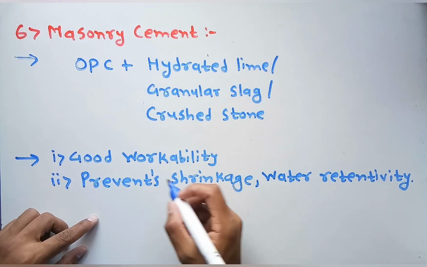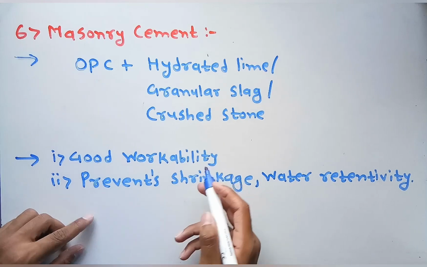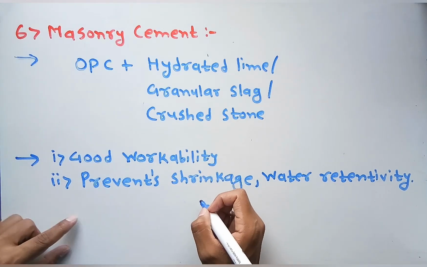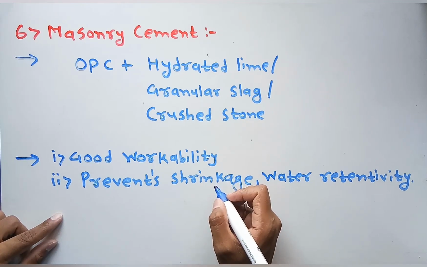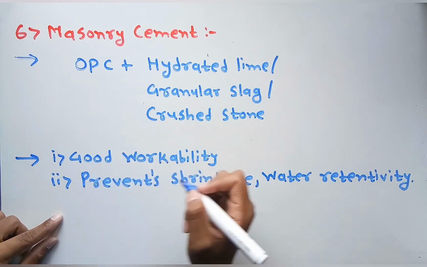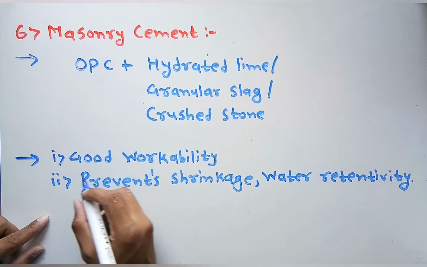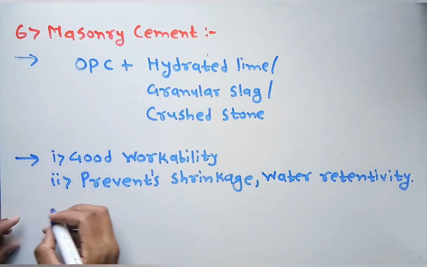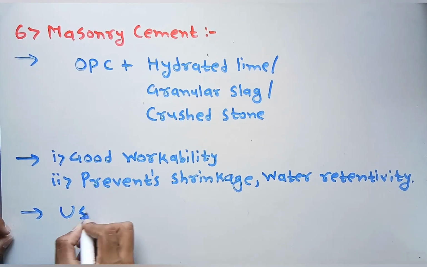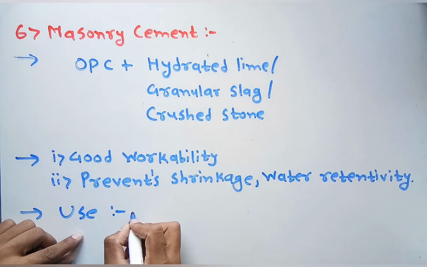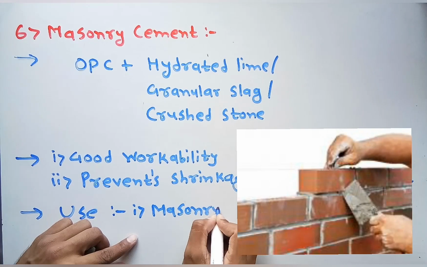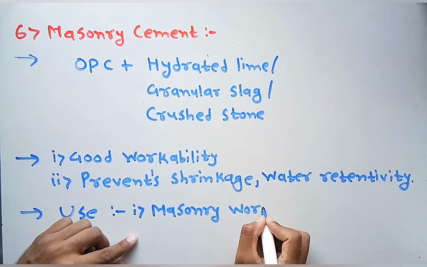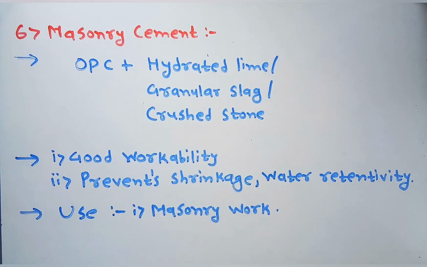As we already know, the masonry, whatever it may be, stone or brick, absorbs the water from the mortar. Due to that, the bond between cement mortar and masonry gets disturbed. So to avoid that, we use the masonry cement. Its use, obviously, is for masonry works. So this is all about the masonry cement.